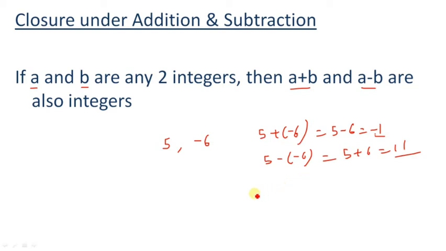Now I want to tell you another thing. Every subtraction can also be written in the form of addition. It means suppose I have 7 minus 5. I can write this as 7 plus minus 5. Suppose I have 8 minus 11. I can write this as 8 plus minus 11. Okay, this is for your knowledge. This is not the closure property. Closure property is, if a and b are any two integers, then the sum of those two integers will also be an integer, and the subtraction of those two integers will also be an integer.